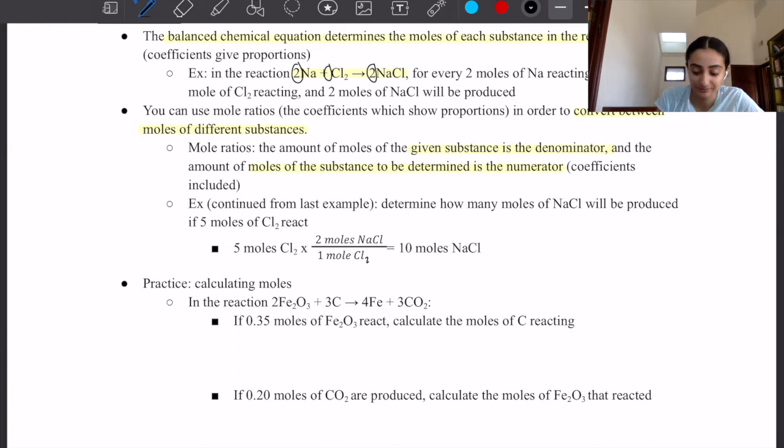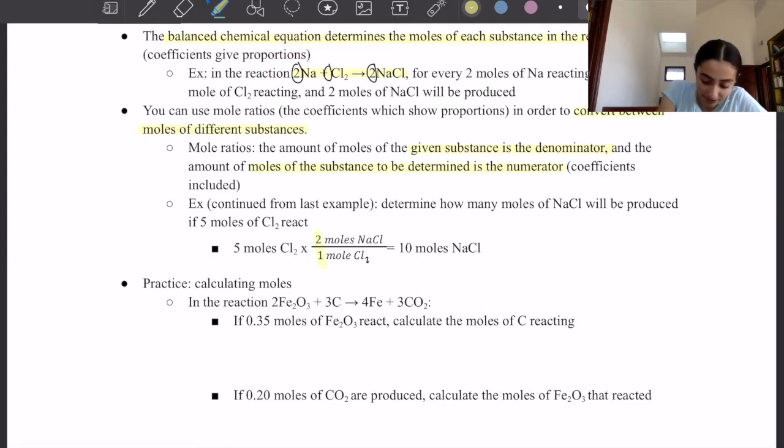If I'm starting with 5 moles of Cl2 and I want to figure out how many moles of NaCl will be produced, I am going to take the moles that I am given, 5 moles Cl2, and multiply it by a fraction that will help me determine the moles of the substance the question is asking for. In that fraction, the ratio of the product that I am trying to get the moles for will be on the numerator, and the moles of the substance I am given the moles for will be in the denominator.